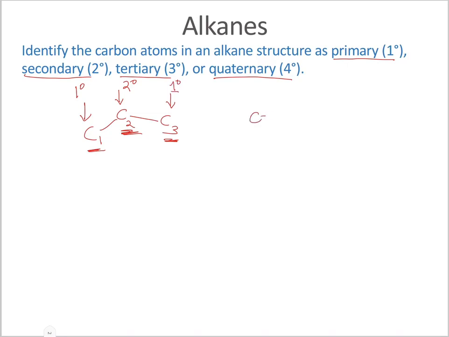If a carbon is connected to 3 other carbon atoms, we label that as tertiary carbon. If a carbon is connected to 4 other carbon atoms, we can label it as quaternary carbon. So I want you to be able to recognize the structures when you see them in the molecules we will be drawing.